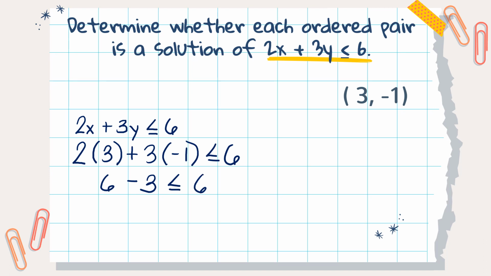What is 6 minus 3? Yes, that is 3. So 3 is less than or equal to 6. Is the statement true or false? Yes, 3 is actually less than 6. So therefore, the statement is true. And we can say that (3, -1) is a solution of the linear inequality 2x + 3y ≤ 6.